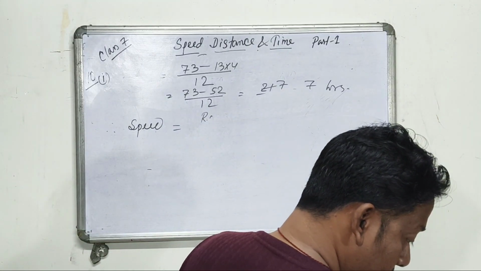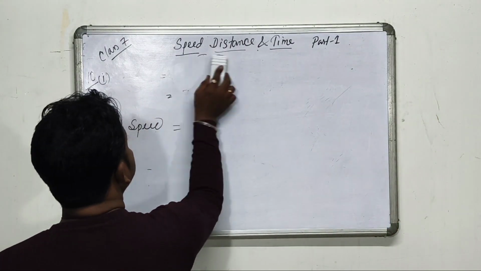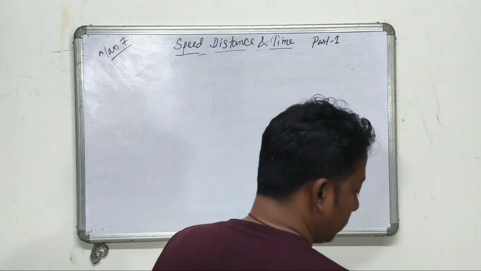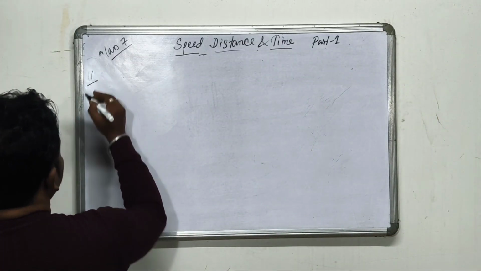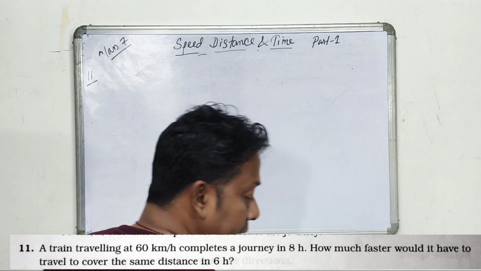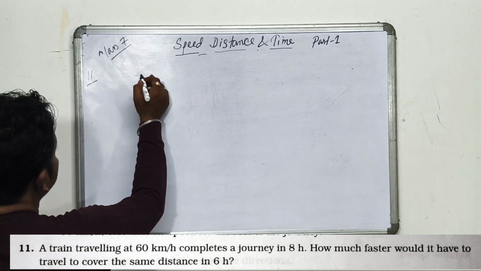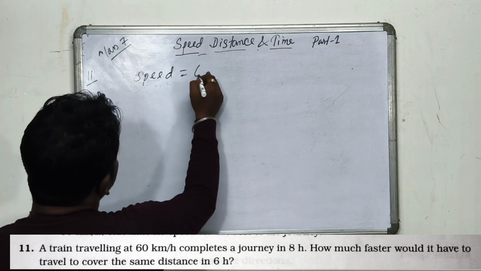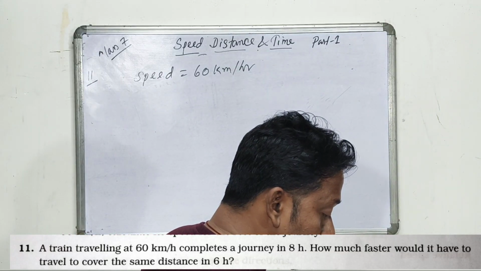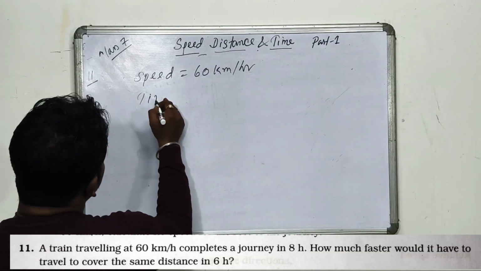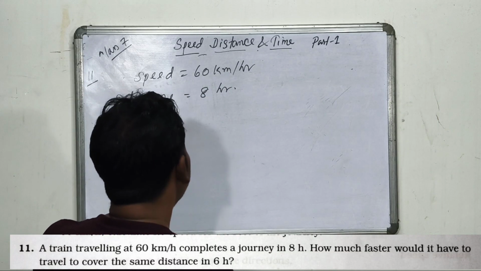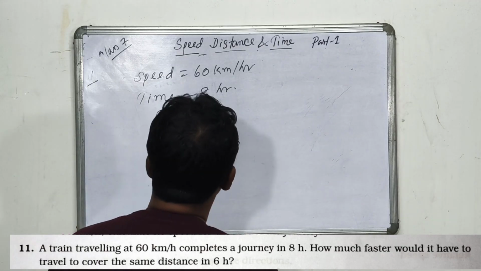Now question number 11. A train traveling 60 km per hour completed a journey in 8 hours. That means here speed is given, 60 km per hour, and the time taken equals 8 hours. Okay. Now find out the total distance.